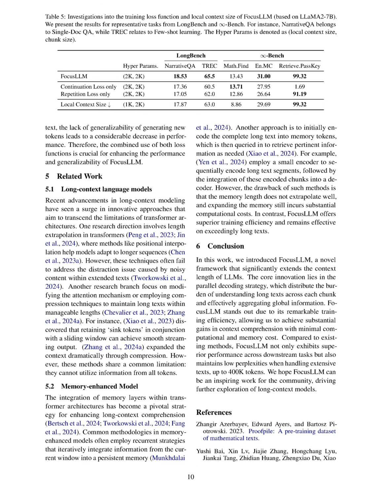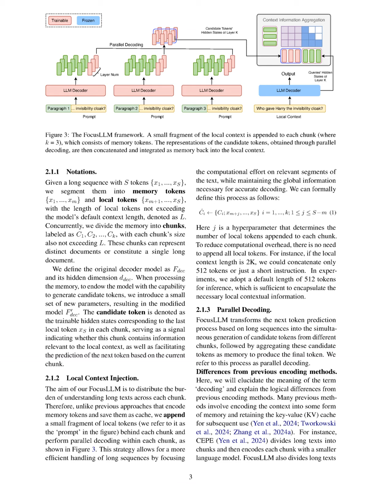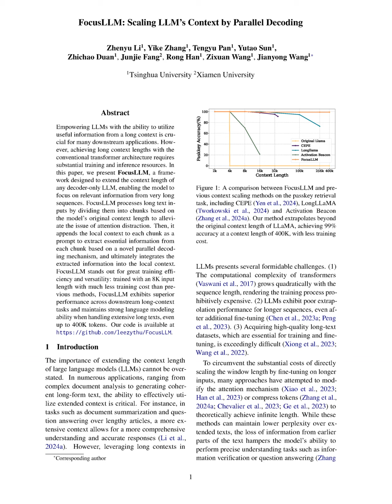Unique to FocusLLM is the introduction of a small set of trainable parameters that augment the original frozen model, enabling it to aggregate information from these parallel decodings effectively. Additionally, the methodology incorporates local context injection, where a limited number of local tokens are appended to each chunk, allowing the model to focus on relevant content while maintaining global information necessary for accurate decoding. This combination of techniques results in a training-efficient framework that can handle extremely long sequences while preserving comprehension and reasoning capabilities.